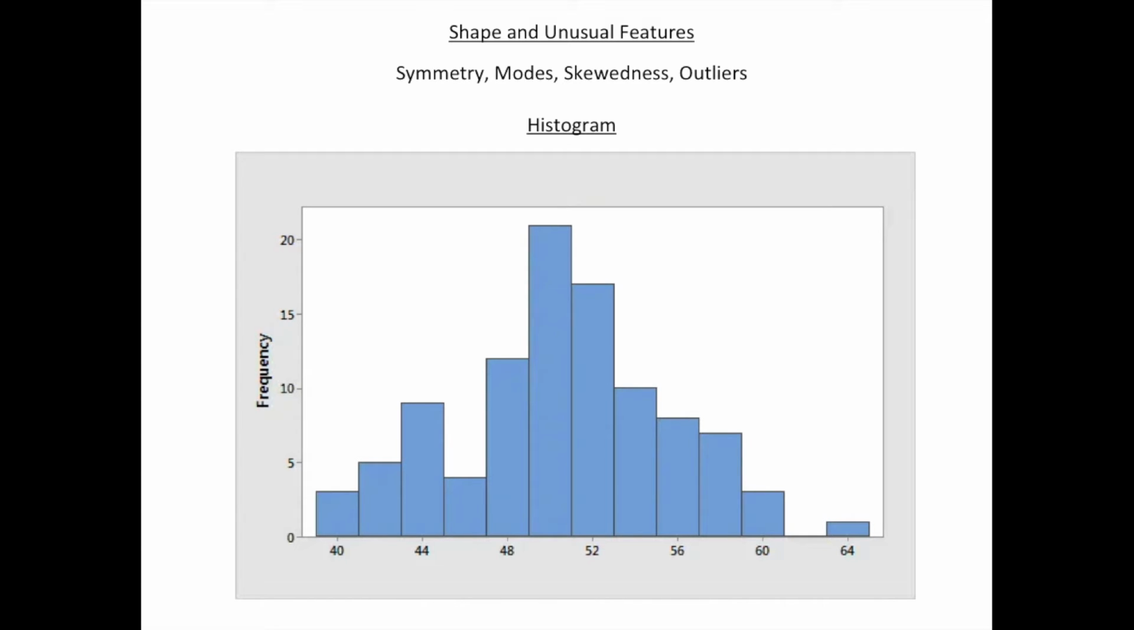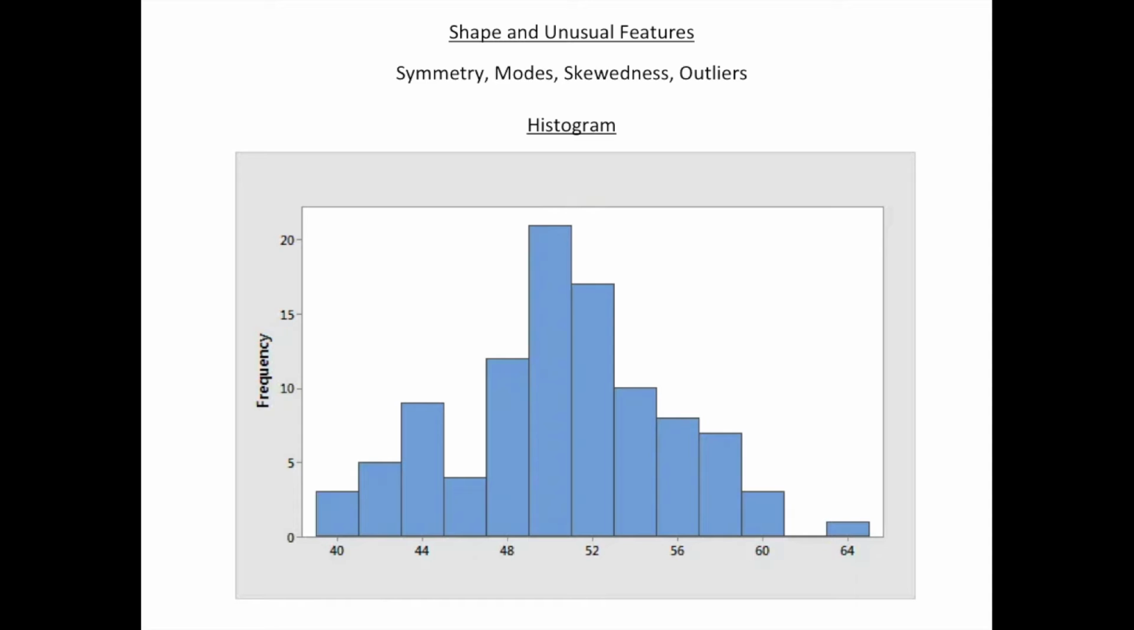Now, when you view a histogram, this one looks somewhat like a normal distribution, and so you can see that it's pretty symmetric and it only has one mode or peak, and so this is what you typically want to look for to identify a normal or symmetric distribution.